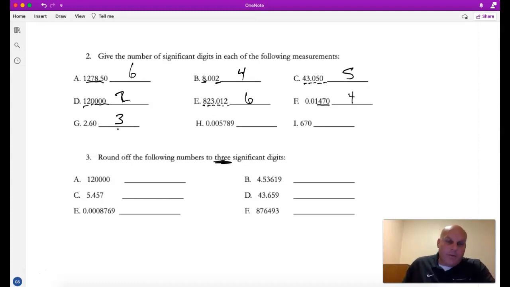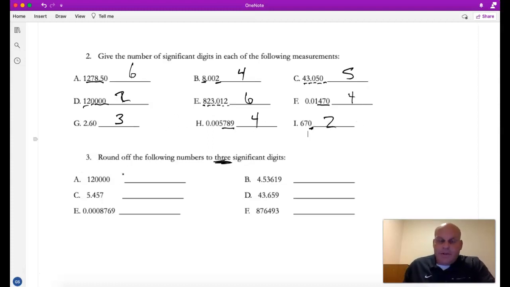Here we have 3 significant figures. Here we would have 4 significant figures. And finally, here we would have 2 significant figures. That's a trailing 0 with no decimal point. It is not significant.